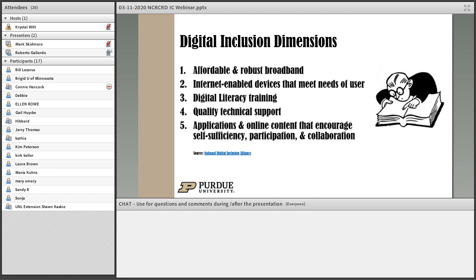And again, unfortunately, in many rural development circles, we only focus on number 1 and we're overlooking the other 4. And if your community is not digitally inclusive, I think that's the number 1 threat to community economic development today. So that's kind of where we are on digital inclusion.